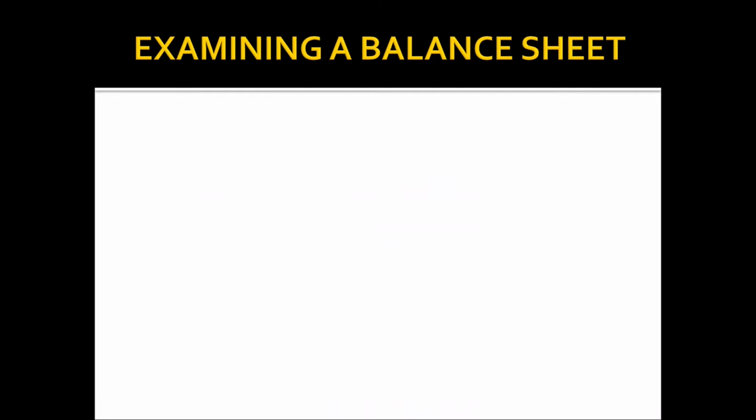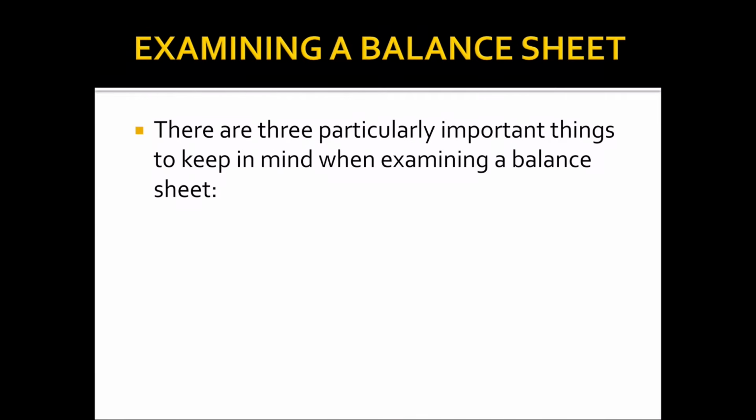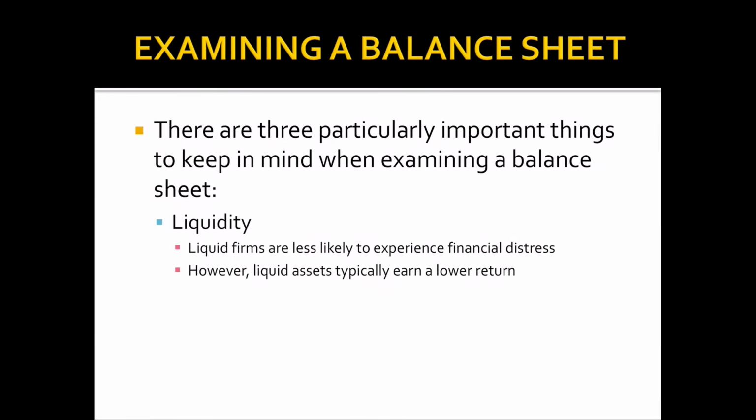Now, from a financial manager's point of view or from an investor's point of view, when you are examining the balance sheet, there are 3 particularly important things to keep in mind. First is liquidity. We already discussed the characteristics of liquidity on the previous slide: the ease of conversion to cash without a loss of value. Liquid firms are less likely to experience financial distress, so liquidity is valuable. However, liquid assets typically earn a lower return.